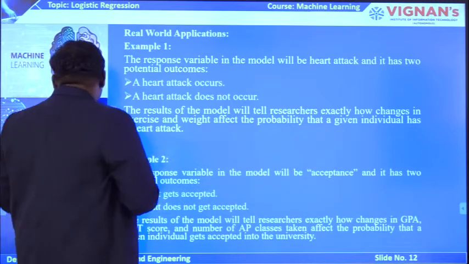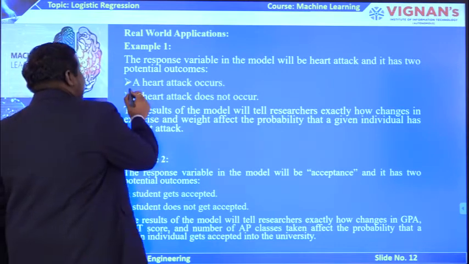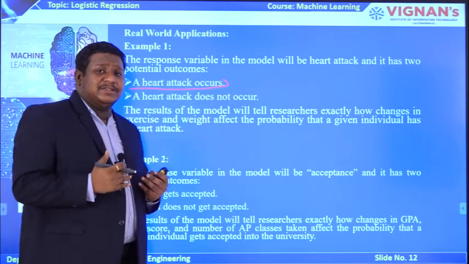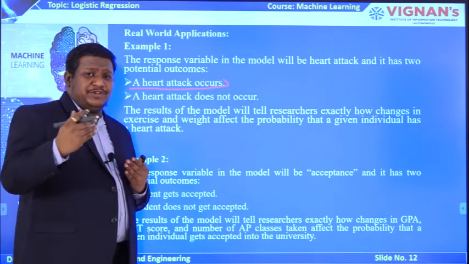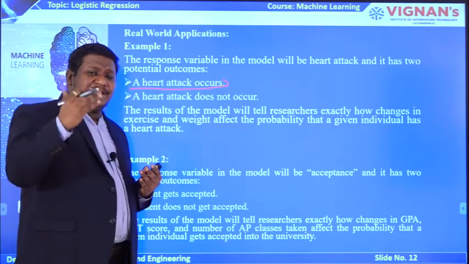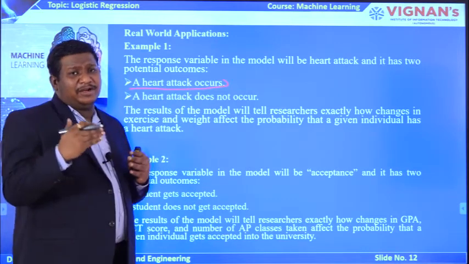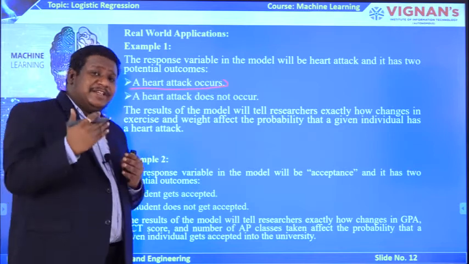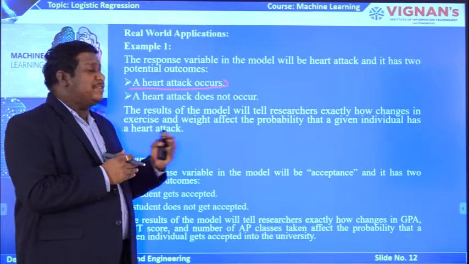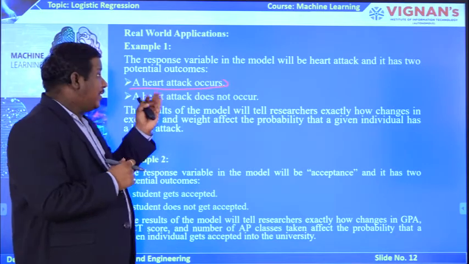See, one of the real time applications of logistic regression is whether a patient will get a heart attack or not. We are giving some healthy habits: the patient is doing daily exercise, eating good food, maintaining and taking the medicine. Now, you tell me whether the patient may get a heart attack or not. Based on his regular practices and food habits, we are going to predict whether a person is going to get a heart attack or not. That is one real time example.